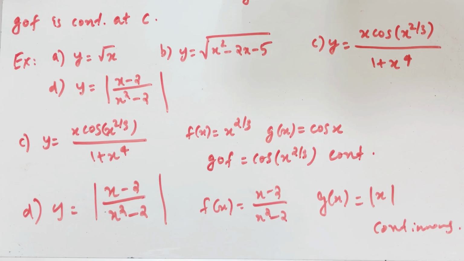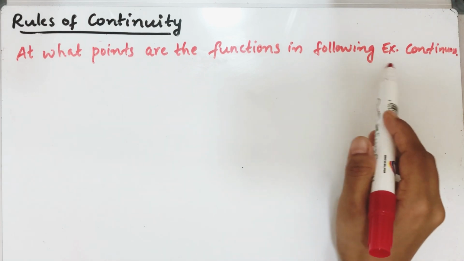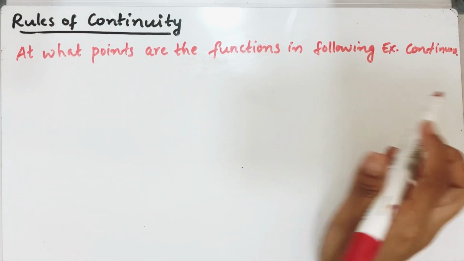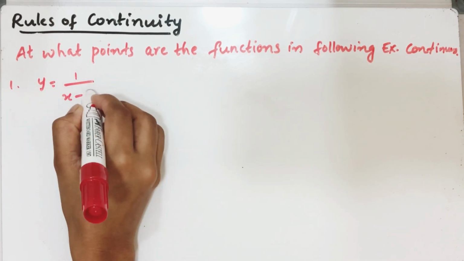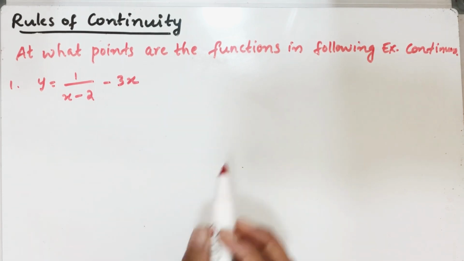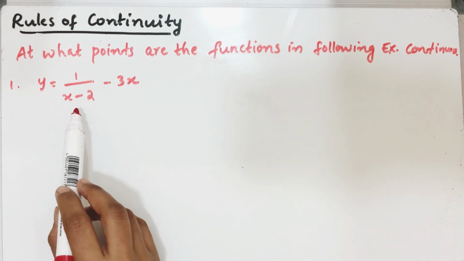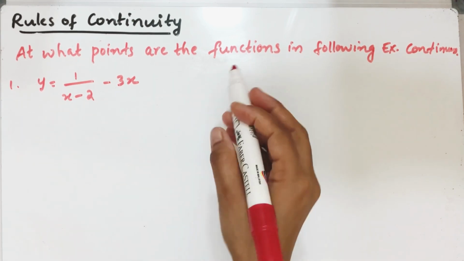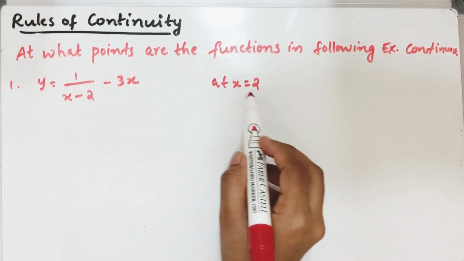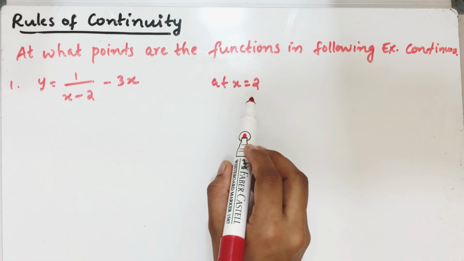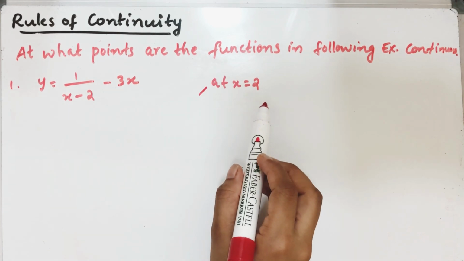Next, we can see some exercises. At what points are the functions in the following exercise continuous? First one, y equal to 1 by x minus 2 minus 3x. Here 1 by x minus 2 is a rational function with the denominator 0 at x is equal to 2. At x is equal to 2, this function will be discontinuous. Otherwise, this function is continuous. So, this function is continuous at all points except x is equal to 2.